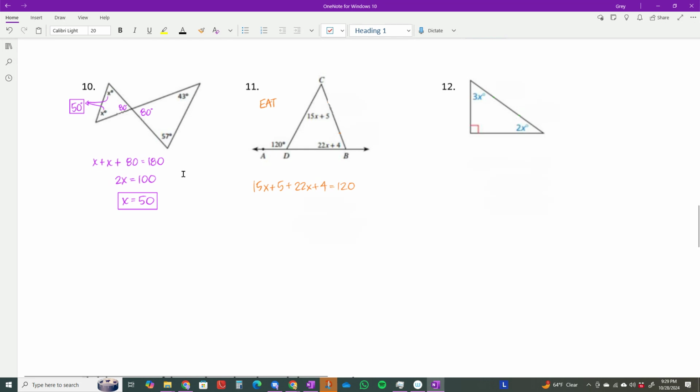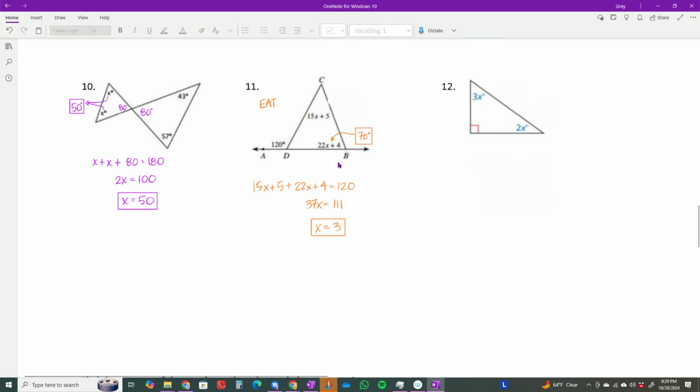So if I add up my x's, I get 37x. 120 minus 9 is 111. And 111 divided by 37 is 3. So I have to plug 3 back in. 22 times 3 is 66 plus 4 is 70.